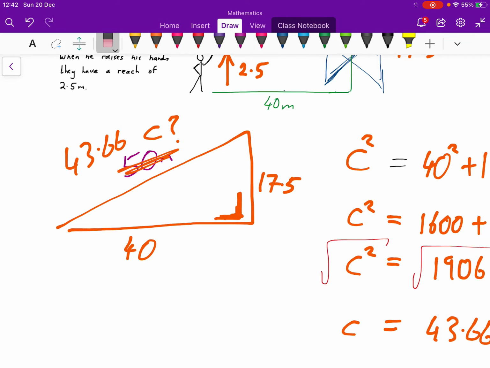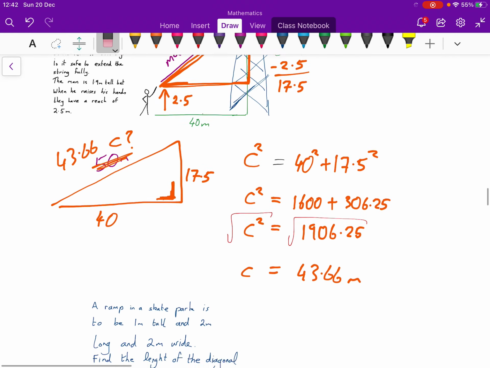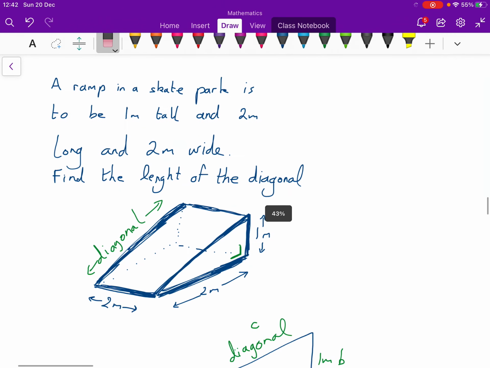If this guy flies his kite, it's a good chance the kite could get in contact with the electrical cables and could damage the kite, could hurt him. So yeah, not good. Okay, next question. A ramp in a skate park is to be 1 meter tall, 2 meters long and 2 meters wide. Find the length of the diagonal.